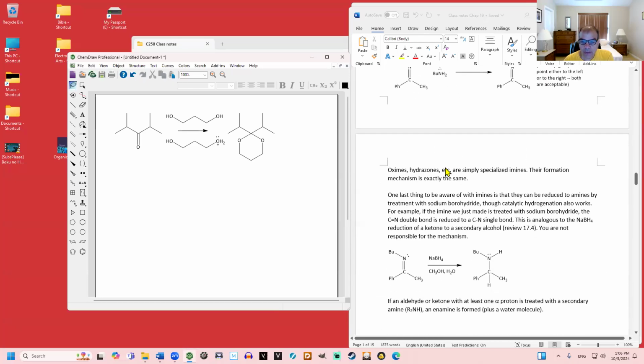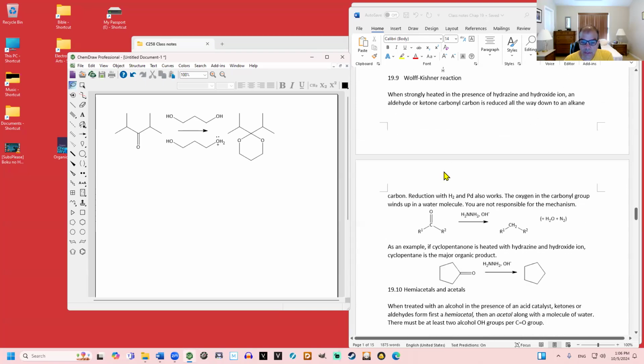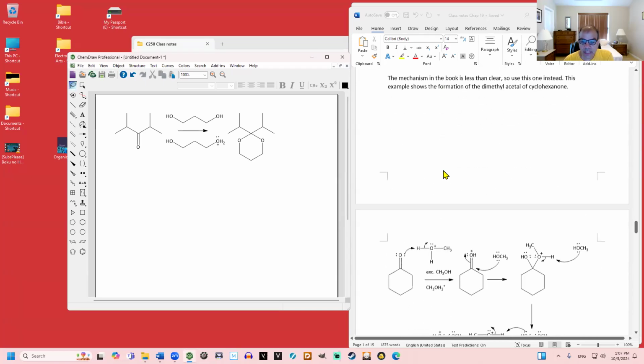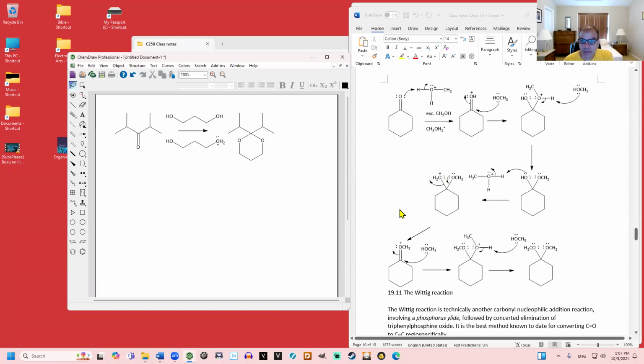So here's imines and enamines. And here's hemiacetals and acetals. So there's the mechanism that you need to know. It's different. In the one in the class notes, you start with cyclohexanone.